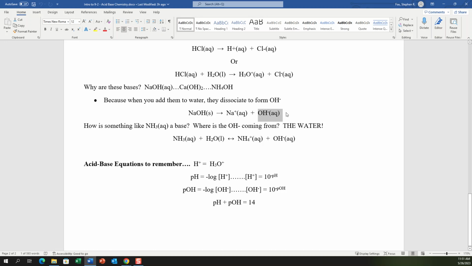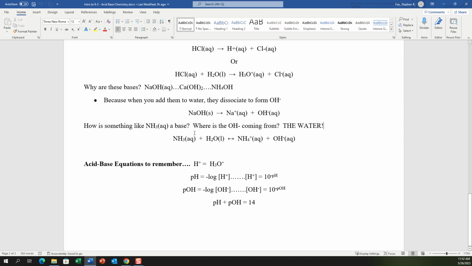Okay? But then you have other things that can be basic, but if you look at the formula, you're like, well, where is the OH minus coming from, right? So ammonia is a weak base, but it's a base, okay? And if you look at ammonia, NH3, you're like, well, wait a minute, there's no hydroxide, there's no OH minus. If you don't see OH minus in the compound that you're calling a base, that means the OH minus is coming from the water.